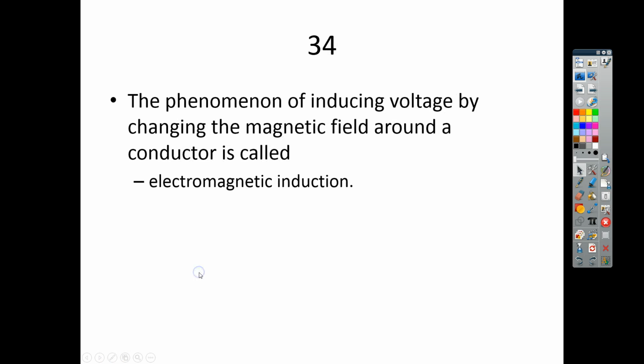For the next one, we have the phenomenon of inducing voltage by changing the magnetic field around a conductor. This is just a definition. It's called electromagnetic induction. So now you know a really big term that really doesn't mean much. We're just changing a magnetic field around a conductor to create some voltage.